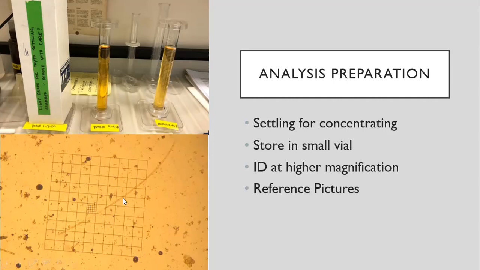So here is just a picture of what you're looking at under the microscope. And this is, I think, the 10x objective. So it's not very magnified. So you can see species are there, but you want to get a closer look at most of these.